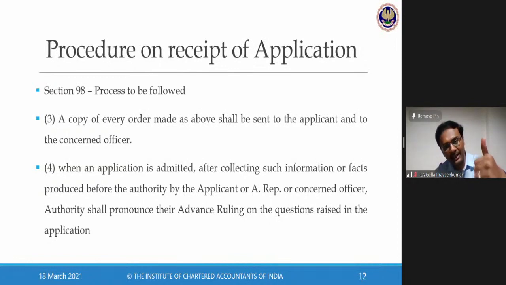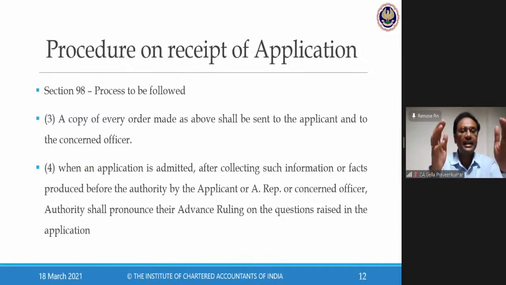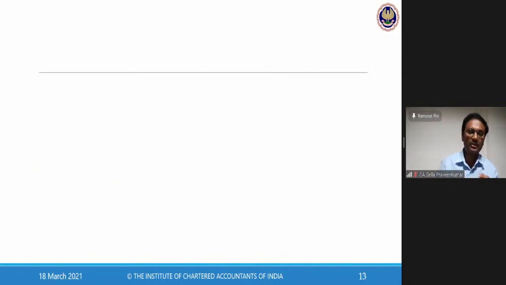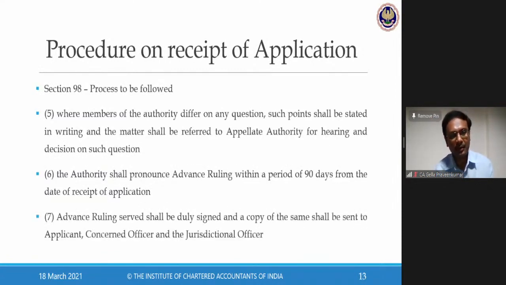Generally, the applicant himself or an authorized representative can come before the authority concerned. A practicing chartered accountant, cost accountant, company secretary, advocate, manager, or any of the employees of the entity can come and do the representation. In the process of representation, there will be a couple of questions, and a couple of clarifications will be provided. After hearing all the aspects, the authority gives their advance ruling, they give their opinion. Now, that is the finality of that particular process.